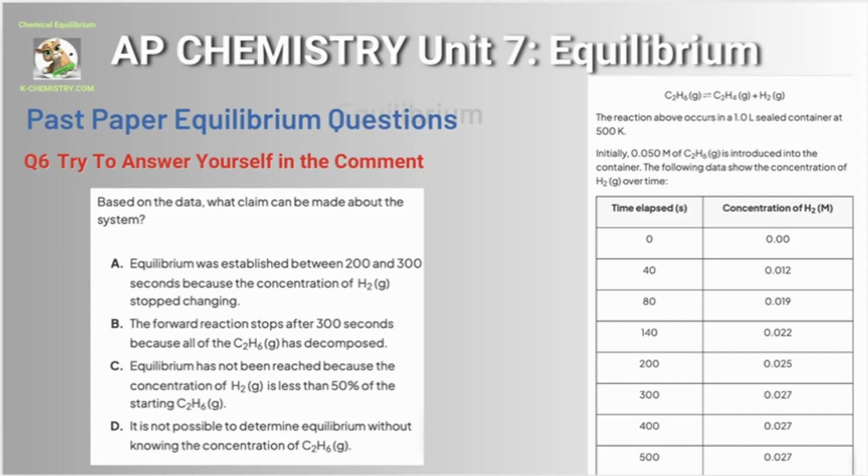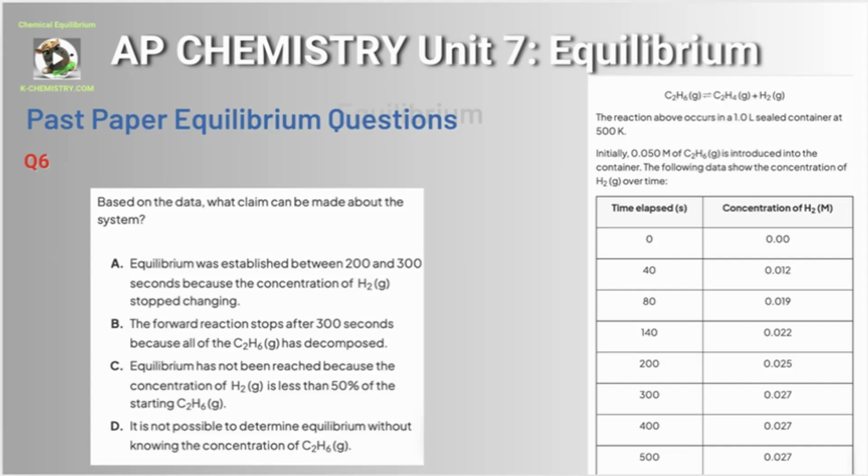In this question, based on the data here, this is a reaction between C2H6 to form C2H4 and H2. It is asking that the following data shows the concentration of H2 over time. So try to answer and find yourself in the comments before I show you the answer. So pause for a few seconds. Okay, based on the data, what claim can be made about the system?